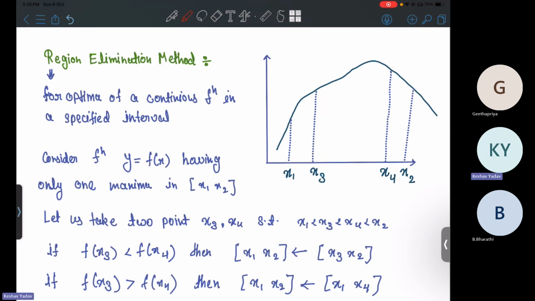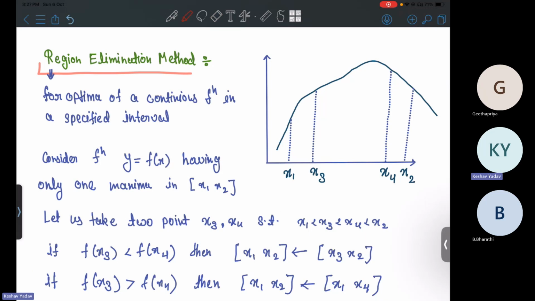Clear? So what have we discussed now? First we have seen how we can solve the optimization problem using the analytical method. Then we have seen that many a time this analytical solution is not possible, then we need to go for numerical methods. There we have seen first the random search method for 1D unconstrained optimization problem.